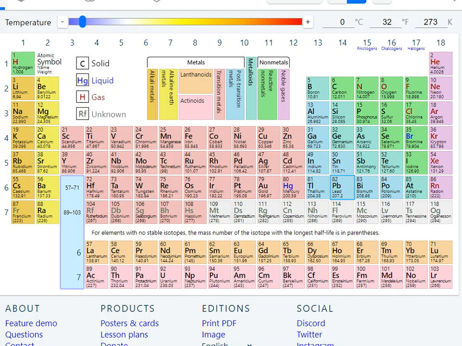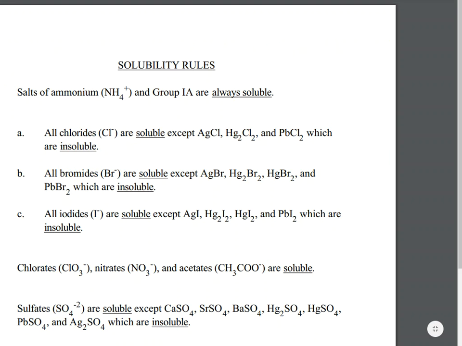Well, if you said number 82, that's where it's going to be. Number 82, Pb, there's lead. So out of everything on the chart, those three little weird ones, silver, mercury, and lead, 47, 80, 82. If those pair up with a chloride, bromide, or iodide, then the solubility rules say that they precipitate out. They are insoluble. That's what that word means. Insoluble means it precipitates out.